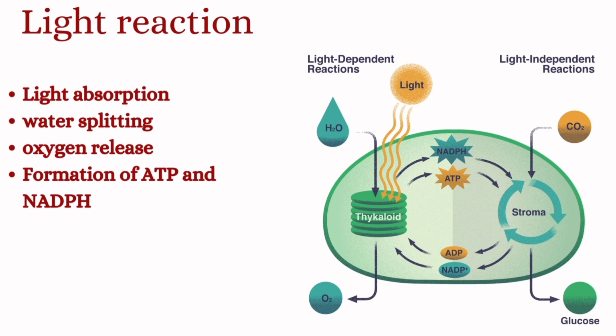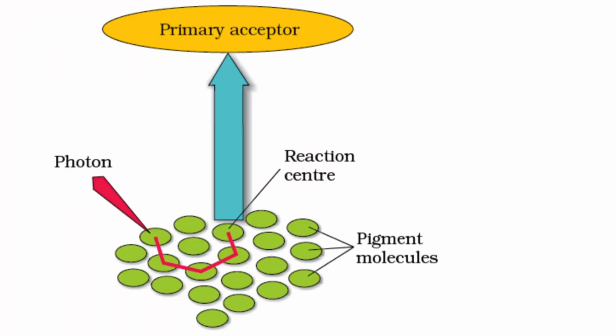Later, the products of light reactions, namely ATP and NADPH, are utilized in dark reactions which occur within the stroma of chloroplast to incorporate CO2 and for the synthesis of sugar. In the thylakoid membrane, the pigments are organized into two discrete photochemical light harvesting complexes, PS1 and PS2, photosystem 1 and photosystem 2. They are named in the sequence of their discovery.